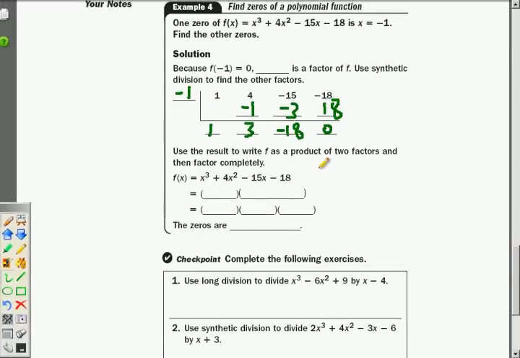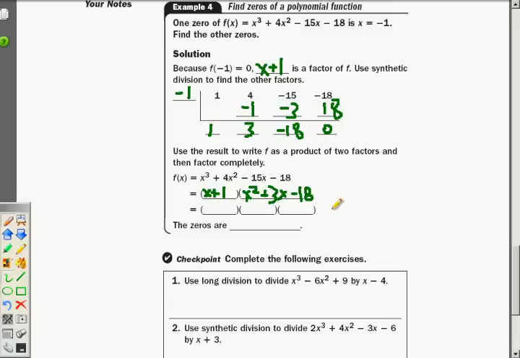All right, great. So if negative 1 was a zero, then x plus 1 must have been a factor, right? Because that would make that 0. So I know that I can put in my first slot here x plus 1. What do I have left over? x squared plus 3x minus 18.